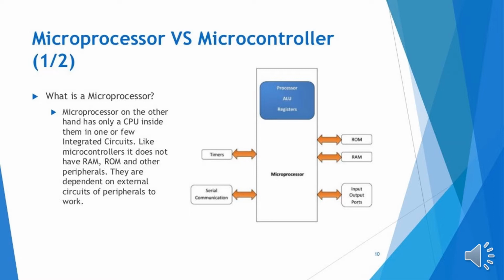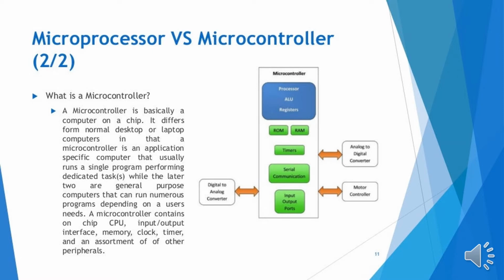So we can see in the flowchart that is given in the PPT: microprocessor, processor, ALU, registers, as well as we will be having timers, RAM, ROM, serial communication and input output ports. So these are the various examples of microprocessors. So you can see how it works.